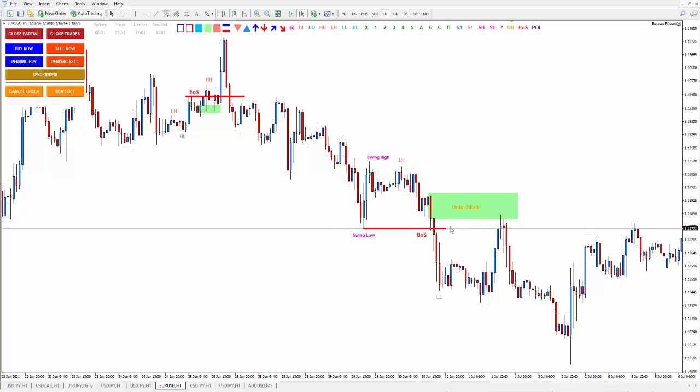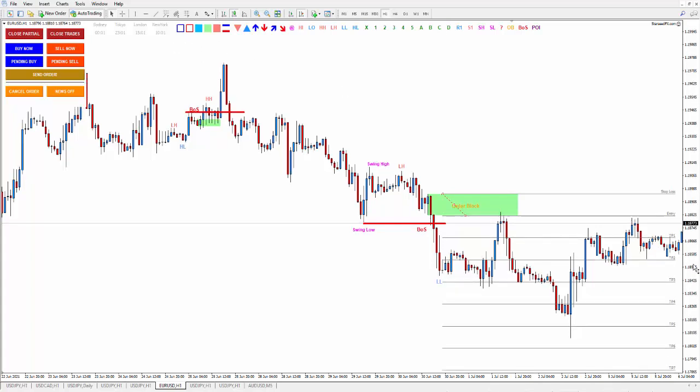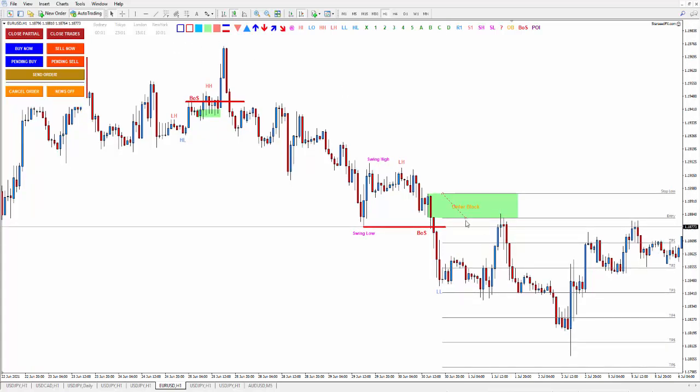When it breaks below your swing low, your order block is the last bullish candle before the breakout happens. When you choose a trade like this, it's the kind of trade where I sometimes just put a pending order over here. Like I said, this is cherry picking, but when I place the order block like this, by looking at the higher time frame bias, it often gives you 1 to 5 to 1 to 10.